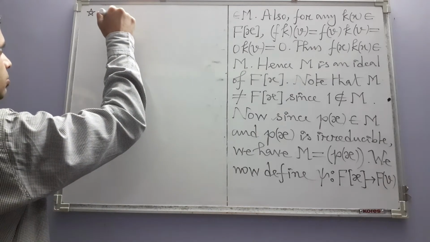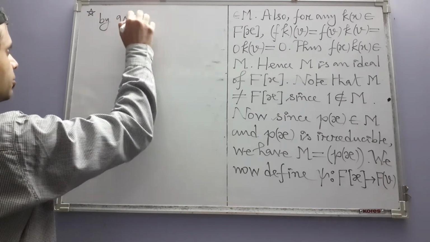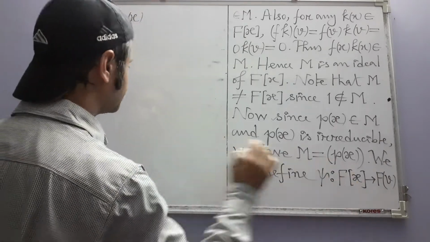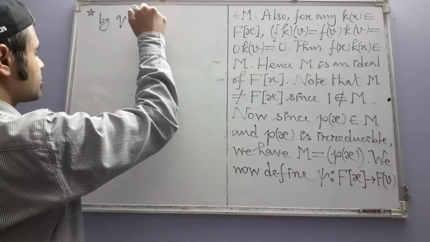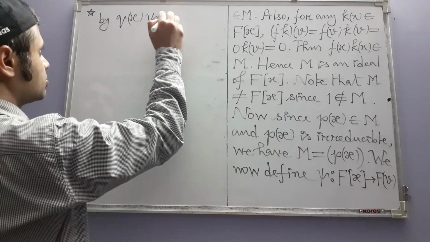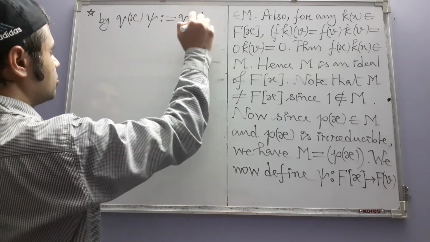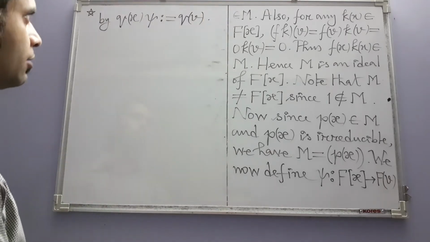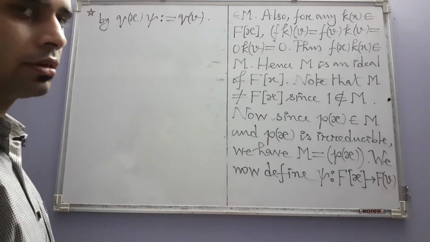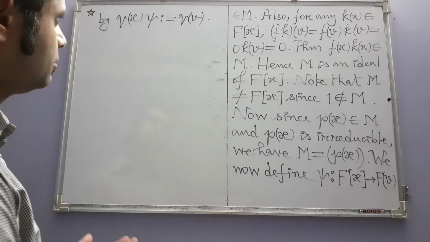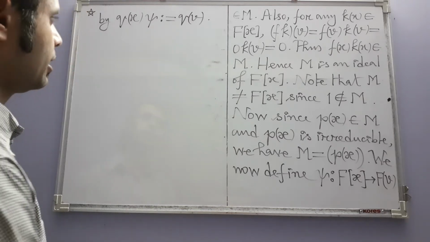By this formula, you take any polynomial q(x) here in the domain, its psi image is defined to be the value q of phi, which is the thing you obtain by evaluating the polynomial q at phi.